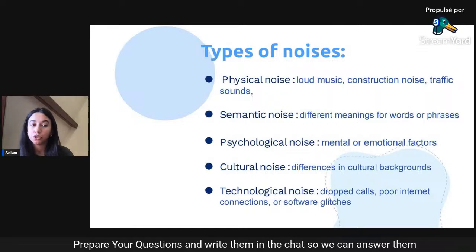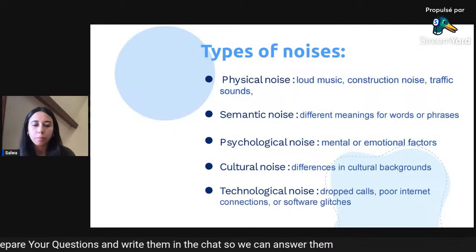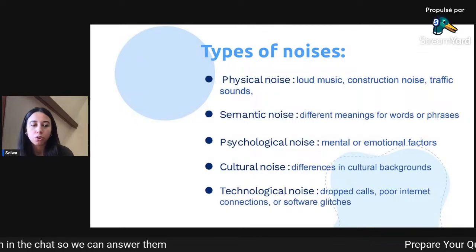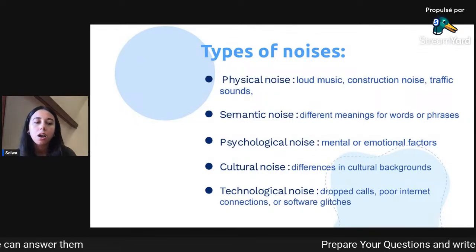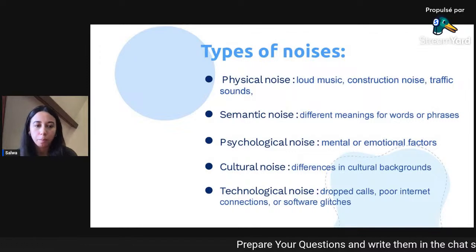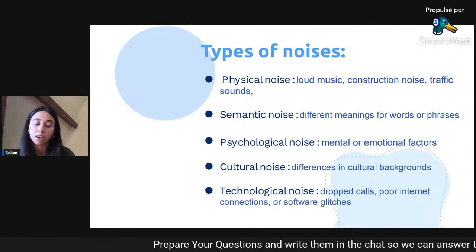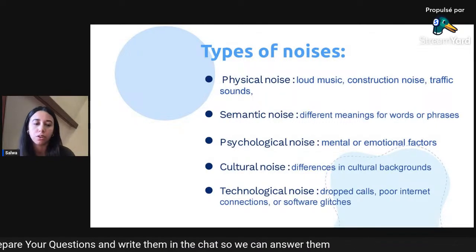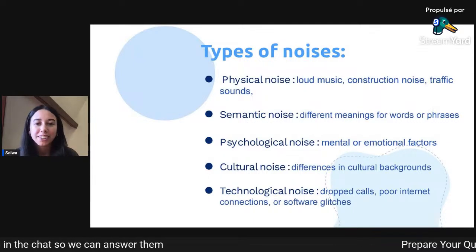Last, we have technological noise, which is the most common, which can include dropped calls, poor internet connections, or software glitches. Obviously, these impact computer mediated communication. So we need to take care of these before we enter a communication, or before we enter talking with a person through the computer. So I think that's it for me.